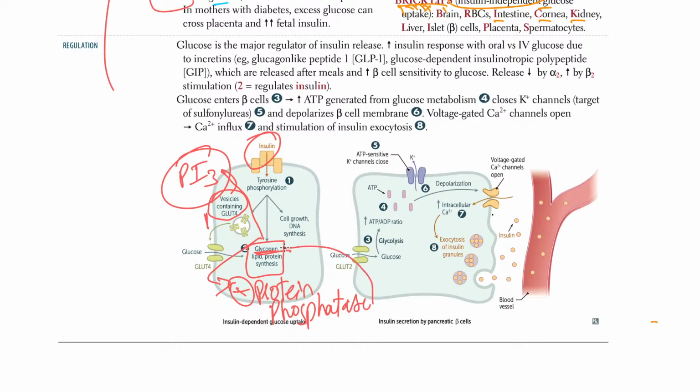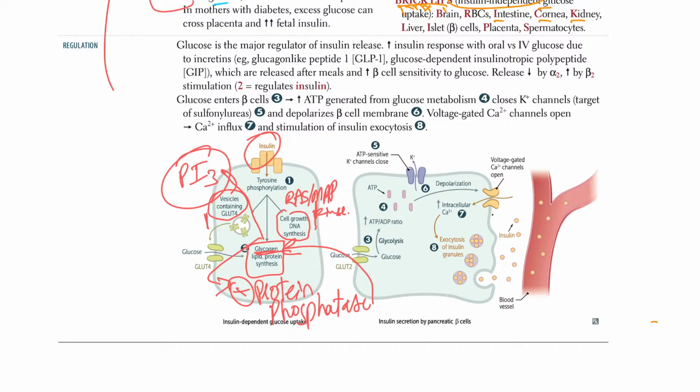And that protein phosphatase will cause glycogen synthesis. Okay. And the other, cell growth and DNA synthesis, is due to the RAS MAP kinase pathway. So let's just write that down: RAS MAP kinase pathway. And that is going to cause cell growth and DNA synthesis.